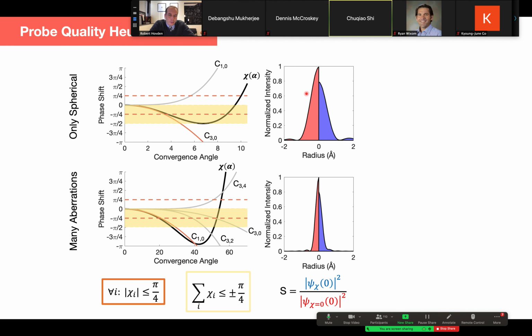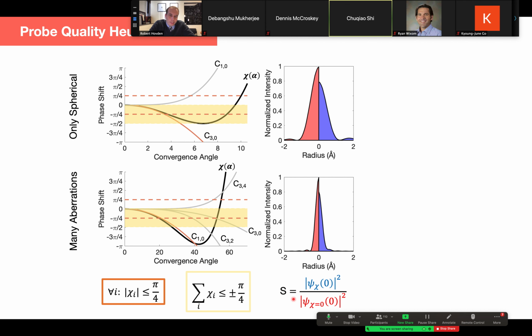unaberrated probe, that's shown here in red, to that of the aberrated probe. So we look at the peak intensity of an unaberrated probe and we compare that to the peak intensity of the aberrated probe. What typically happens when you introduce aberrations is you take away intensity from the forward direction, that is the peak intensity, and you throw it into the probe tails. And if we consider a Strehl ratio of 0.8, that'd be a 20% reduction in the intensity, and that corresponds to the pi over 4 rule that's most often used.